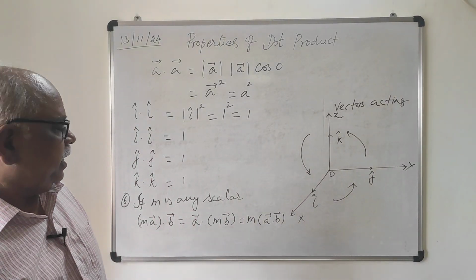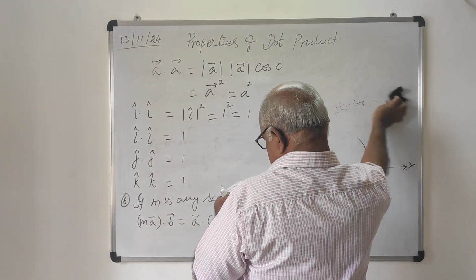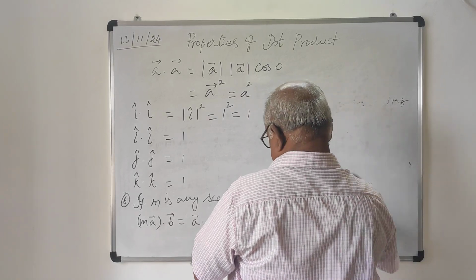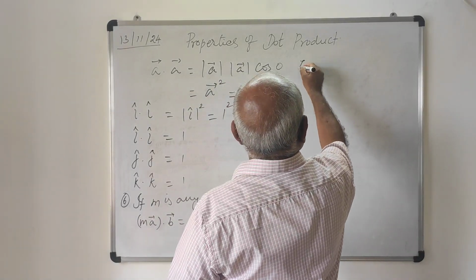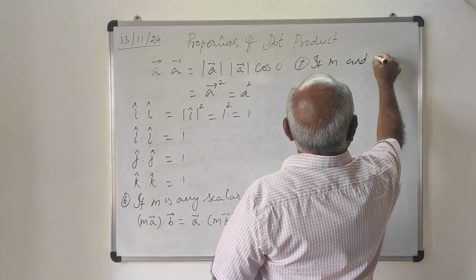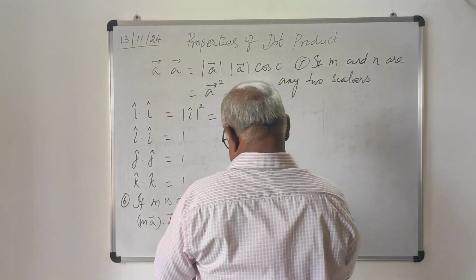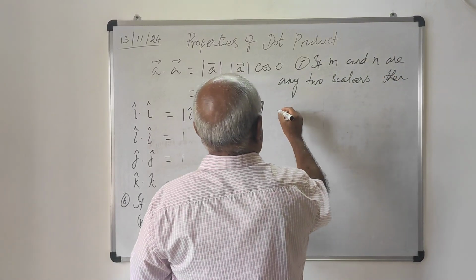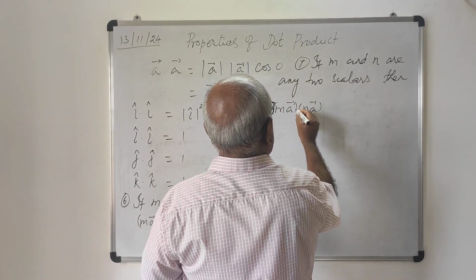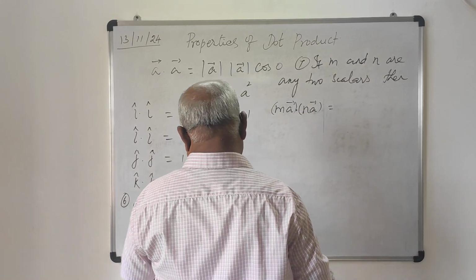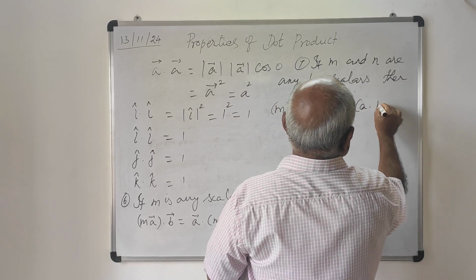Next, our property 7 is, listen. If m and n are any two scalars, and A and B are vectors, then (m A) dot (n B) equals mn into (A dot B).